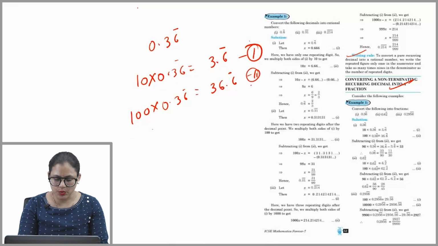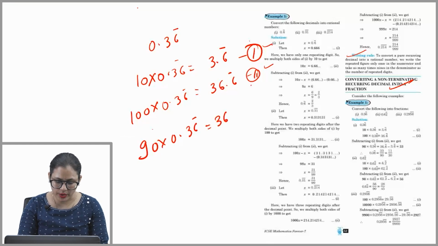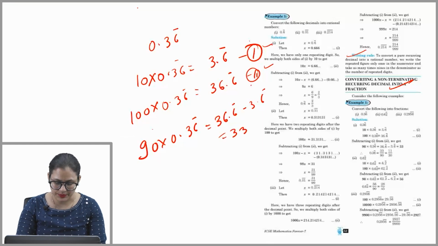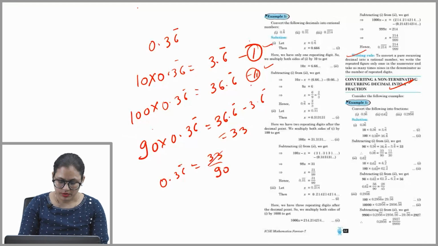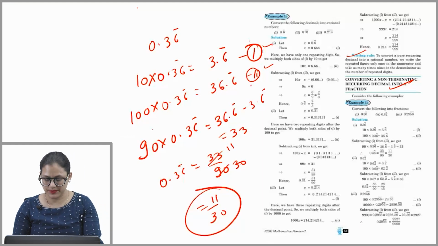Now we will subtract 1 from 2. So what will we get? 90 times 0.36 bar is equal to 36.6 bar minus 3.6 bar. If you subtract this, you will get 33. So 0.36 bar is equal to 33 by 90. Now 3 ones are 3, 3 ones are 3 and 3 zeros. So this is 11 by 30, right?